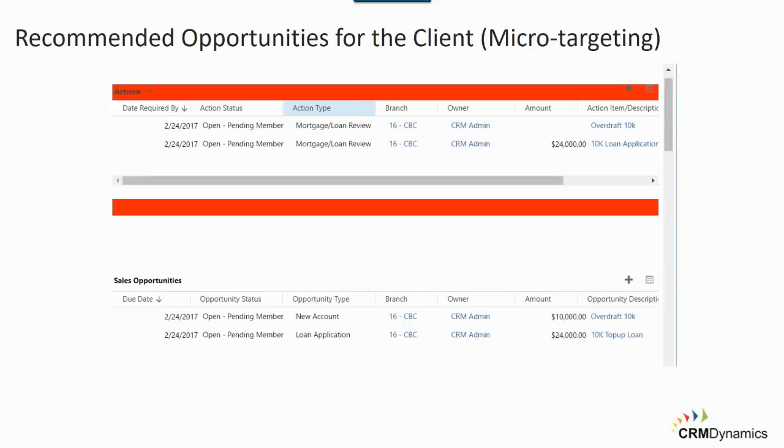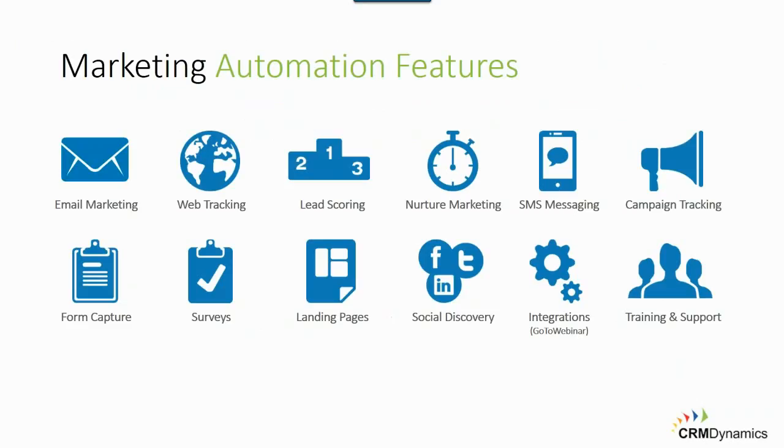So here's again the recommended opportunities and client, and here is really a major part of the value of this system, to do that micro-targeting and to have the value proposition of every person who contacts your credit union. All right. So now I will pass off for the ClickDimensions part of the presentation.